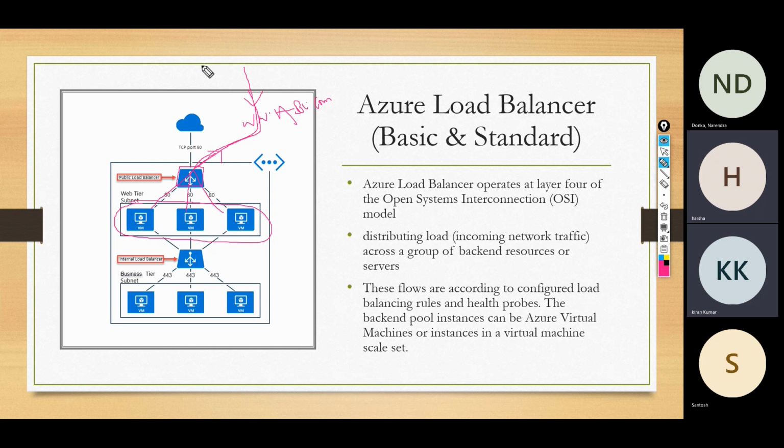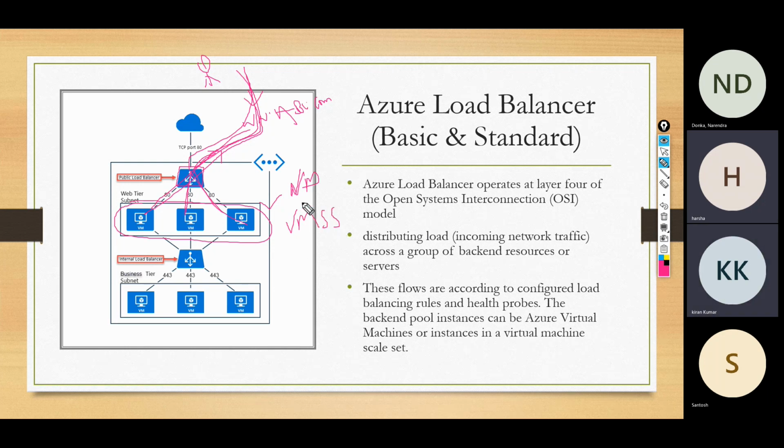That means with multiple end users, one user request goes to one server, another user request to another server, and so on. Like that, it distributes the load into the backend pool of virtual machines. This Azure Load Balancer only supports VMs, that means virtual machines or virtual machine scale sets only.